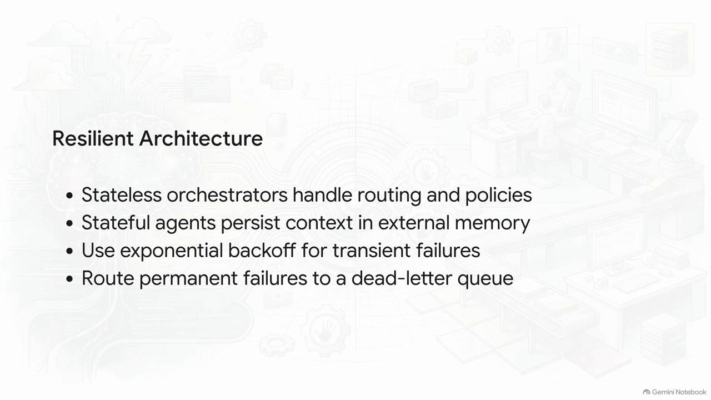Architecturally, this means separating your stateless orchestration, which handles your routing, from your stateful agents that persist context. It means you absolutely need exponential backoff for those transient failures. And crucially, you must log every single validation error or fallback to a dead letter queue. This prevents lost events from silently corrupting your system in the background.